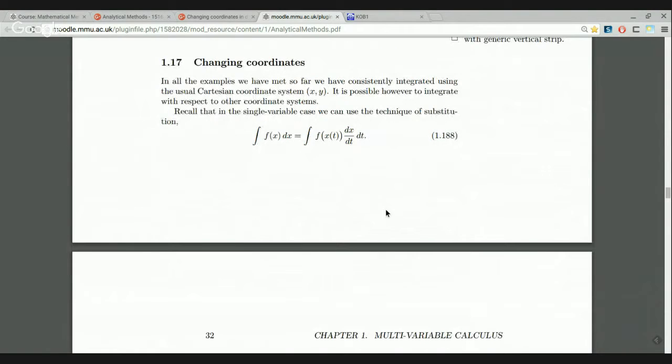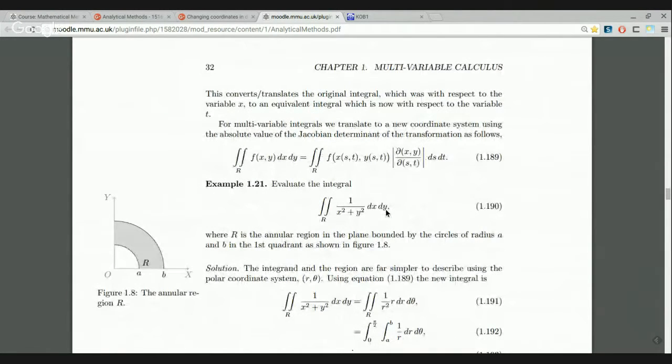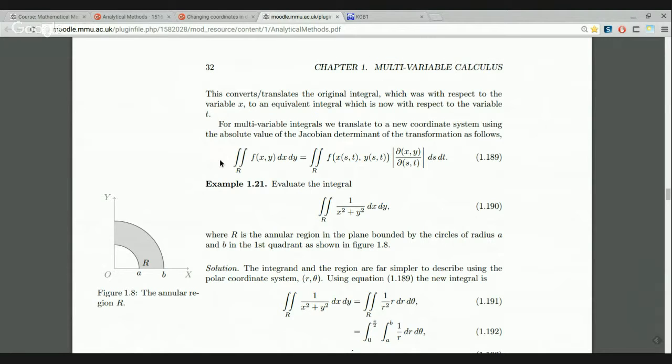So what we want to describe is a way to do a similar thing for functions of, let's just look at two variables in the first instance, but it generalizes to functions of more than two variables. So here in equation 189, on the left-hand side, we've got a double integral. These are the kind of things we've been doing in the last few lectures. The double integral of a function f over a region R in the plane. And we're integrating with respect to x and y. And the function we're integrating is described in terms of x and y.